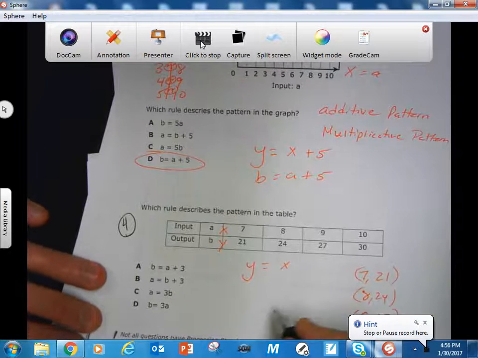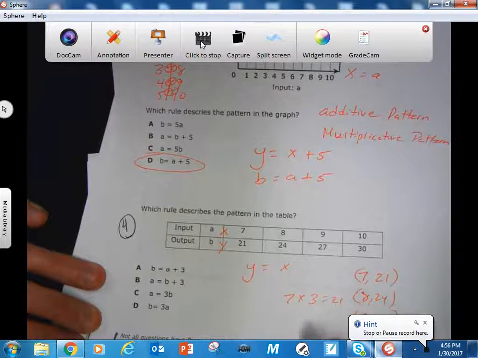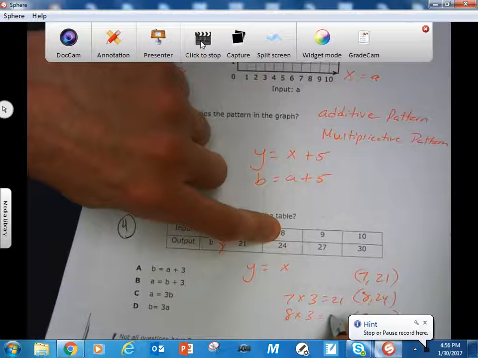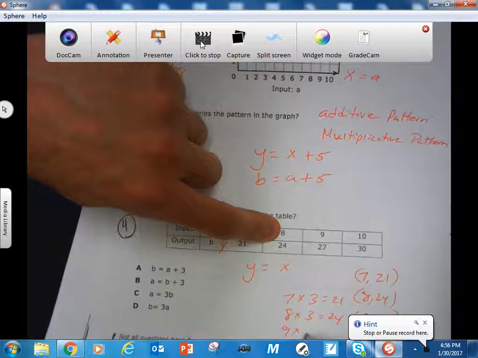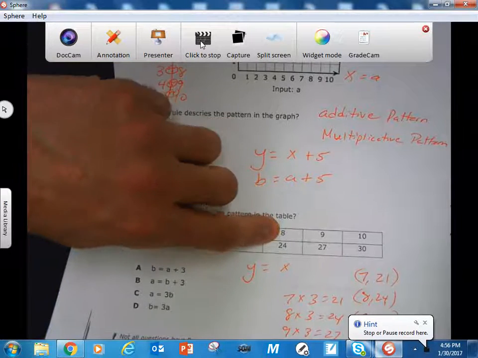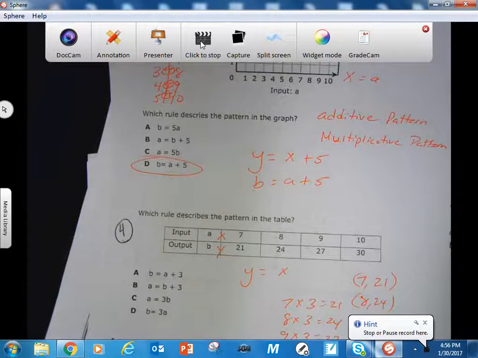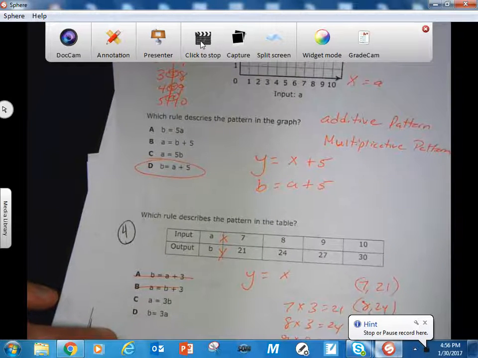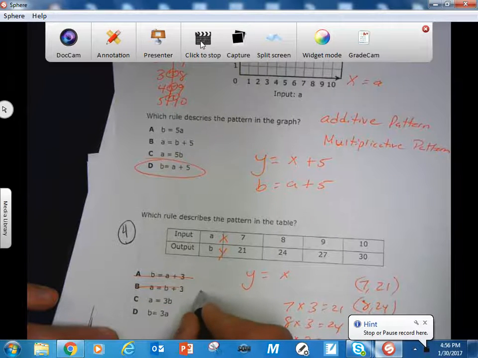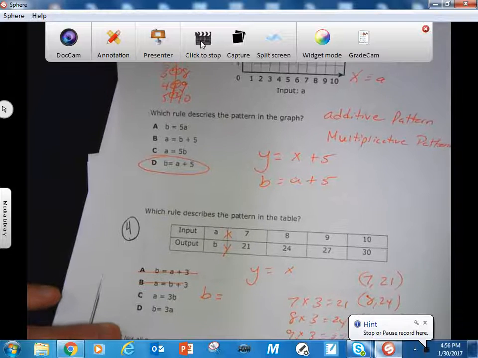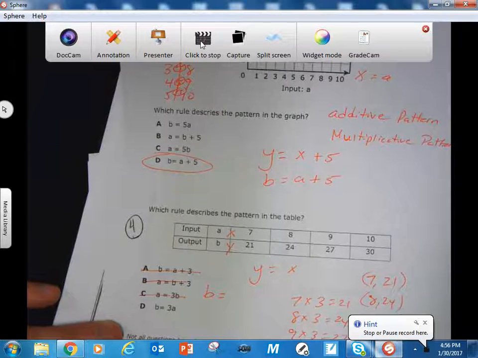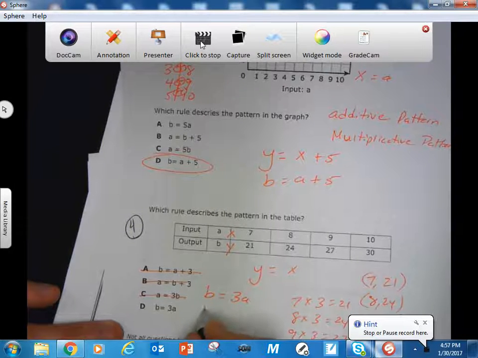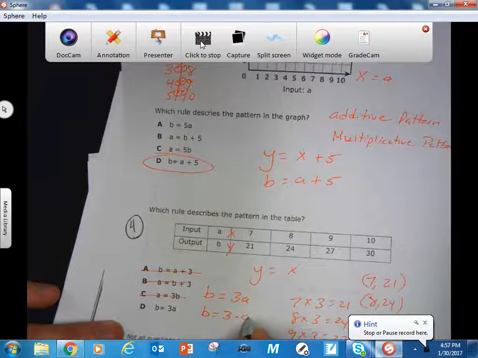We're going 7 times 3 equals 21, aren't we? 8 times 3 equals 24. 9 times 3 equals 27. So we know we're going to have to multiply by 3 in this equation. So we know we can eliminate a plus 3 and b plus 3. In fact, we also know we can eliminate, we're solving for b, so our equation is going to start b equals something. We know we can eliminate a equals 3 times b. So therefore, b equals 3 times a. We could also write it b equals 3 times a.